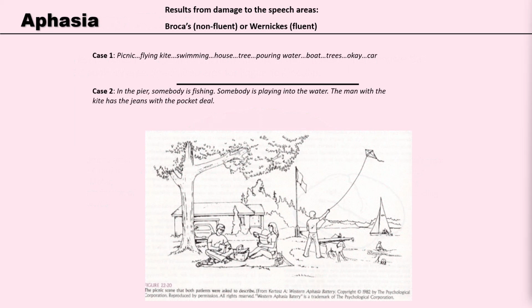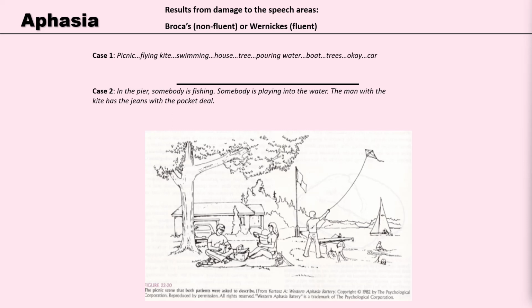We can consider two forms of aphasia. We have Broca's aphasia and Wernicke's aphasia, which are due to damage to their respective areas. The way that I remember them is by thinking Broca's deals with broken speech and Wernicke's deals with weird words. Let's have a look at a couple of examples.